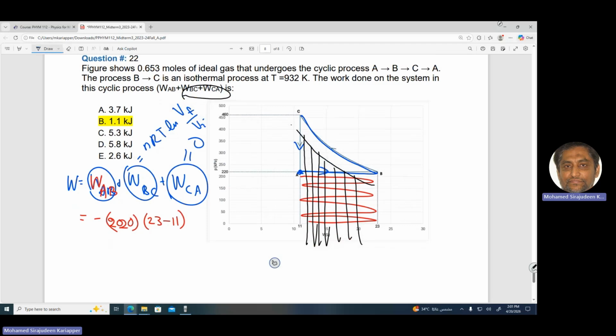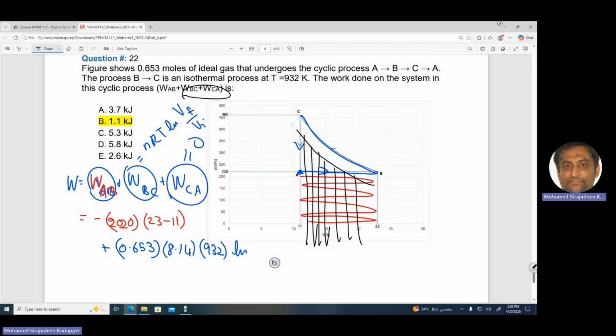Okay, so we just substitute. Here, we are not looking at the area. We have an equation, so we just have to substitute the values into the equation. n is how much? 0.653. R is 8.14. T must be in Kelvin, 932.